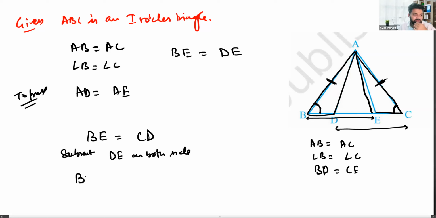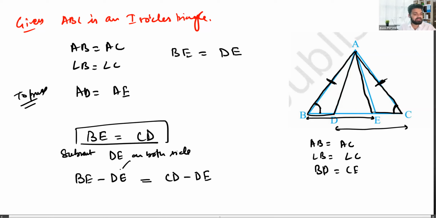Tell me, if you write BE minus DE, it will be equal to CD minus DE, because when equals are subtracted from equals, the result is equal. It has been given that BE is equal to DE, and you are subtracting the same thing, then the result will also be equal.